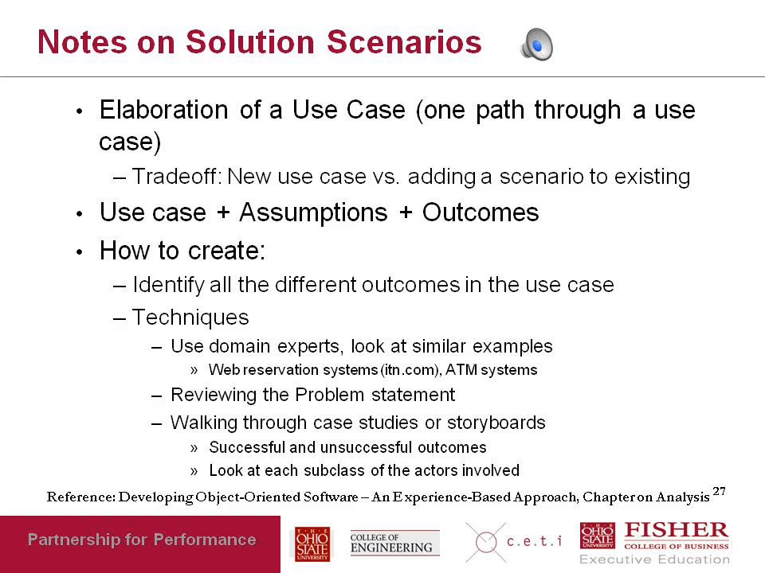Techniques include talking to domain experts and looking at similar examples. So if you're building a reservation system, look at other reservation systems. If you're building some kind of dispensing device, it could be a Pez dispenser, well, look at an ATM example. Review the problem statement, walk through case studies or storyboards. Basically, just look at all the different ways the actors might interact with the system for a particular use case, and you'll be able to identify the scenarios. For more information, look at the reference from the IBM book.